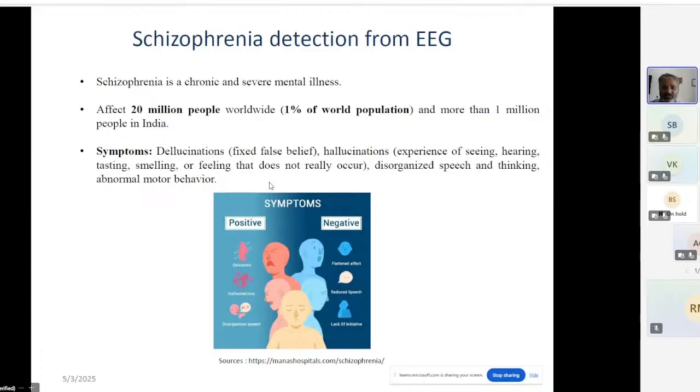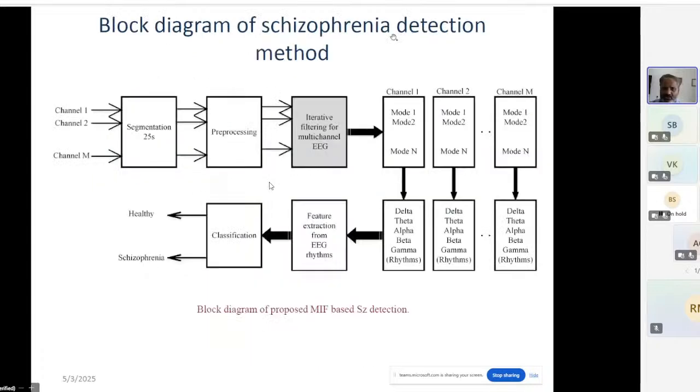It affects 20 million people worldwide. This is 1% of the world population, and more than 1 million people in India. Its symptoms are hallucinations, disorganized speech and thinking, and abnormal motor behavior. And this is the proposed block diagram of the schizophrenia detection method.